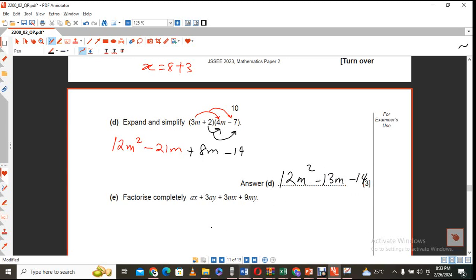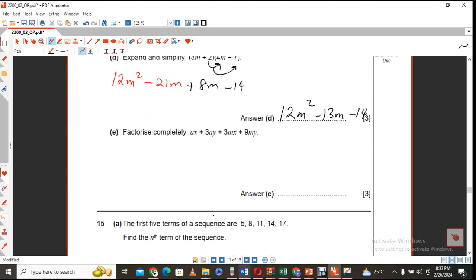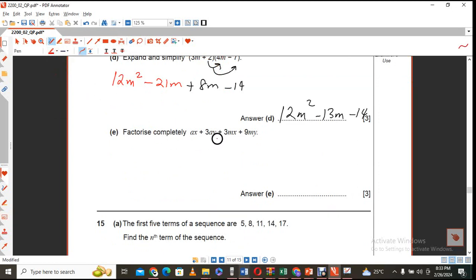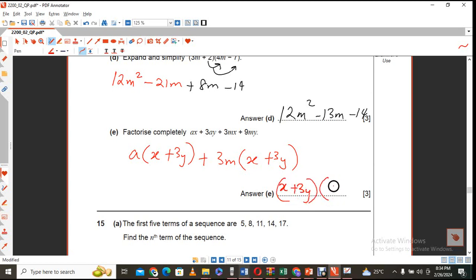The way you do E is you factorize in groups, so you take them in pairs. You take these two, they obviously have an a in common, so x plus 3y. You expect that same x plus 3y in the other one. So there is 3m common there, that's x plus 3y. So the way you now write it is you take out the common factor of x plus 3y, and everything that is outside the bracket, a plus 3m, comes in its own bracket.